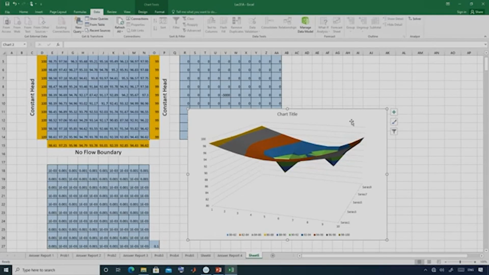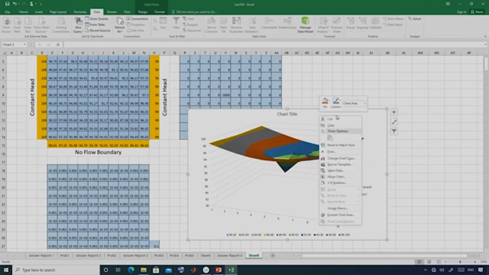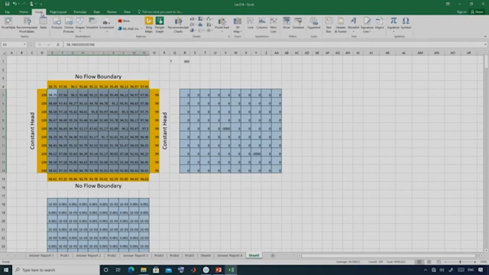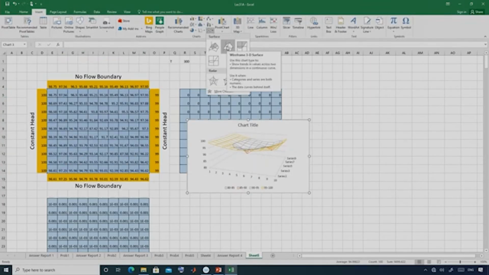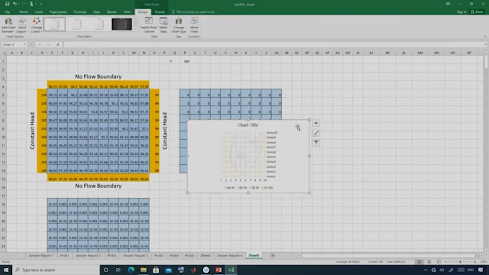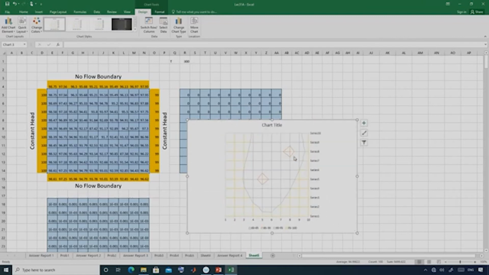You can also change the plot. Suppose I would like to plot a contour, that also you can do. Insert, suppose I can see that one. I can also see the contours. So, here you can see there are 2 cones of depression, because we have 2 pumping wells in this case.